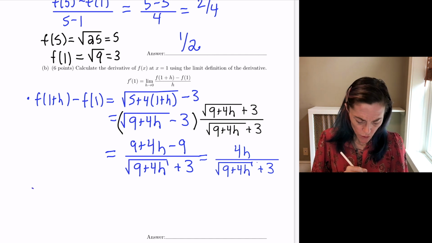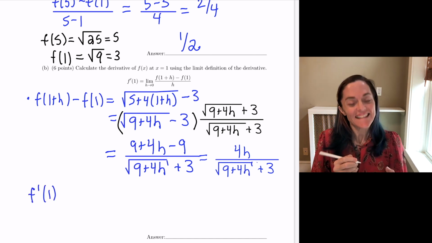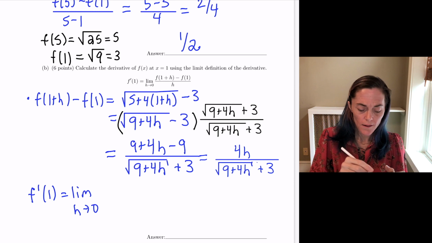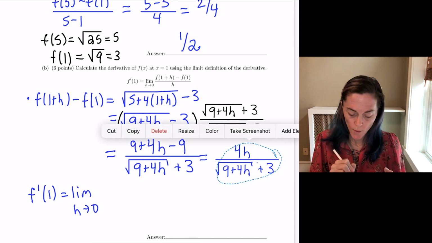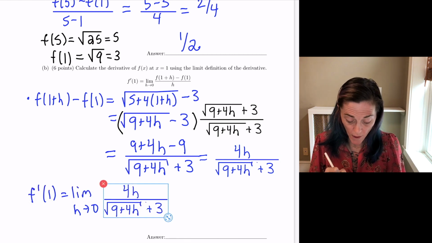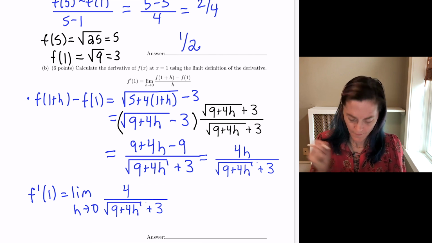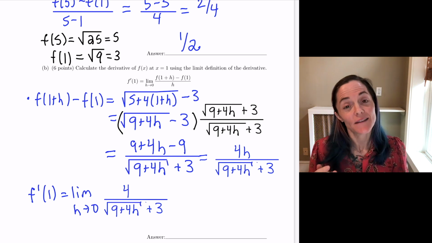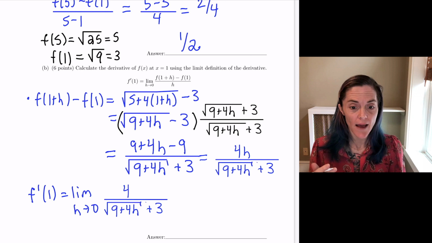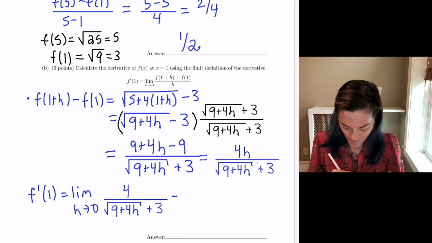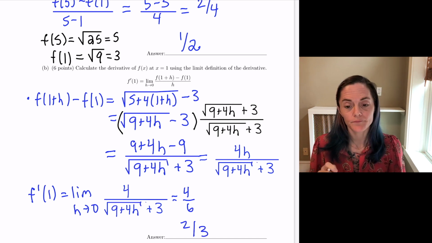In fact, maybe I'm ready to calculate f prime of 1. This will be a limit as h approaches 0. Well, take this, which is our numerator, f of 1 plus h minus f of 1, and we divide by h. But when we divide by h, well, that's what we get. The beautiful thing is, this is now defined at h equals 0, and so we may evaluate. What do we get? We get 4 over 3 plus 3. 4 over 6, or 2 divided by 3.